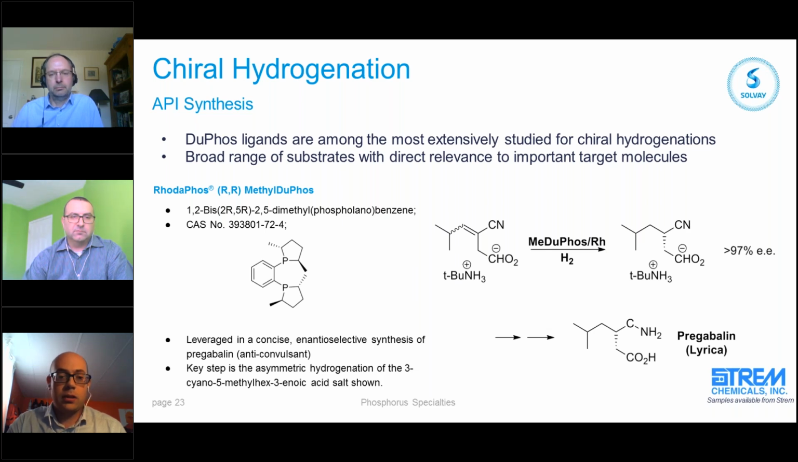The example we've got shown here is actually a chiral hydrogenation of an acrylonitrile, which is a reaction that's rare in its own right. And it actually goes into the formation of the molecule Lyrica, which is an anticonvulsant product that is sold commercially. You can see here, you start with a prochiral system, and you get this hydrogenation done with the methyl DuPhos, and you get really strong enantiomeric excesses of around 97% in these cases. Go to the next slide.